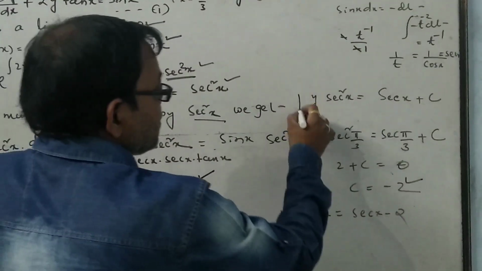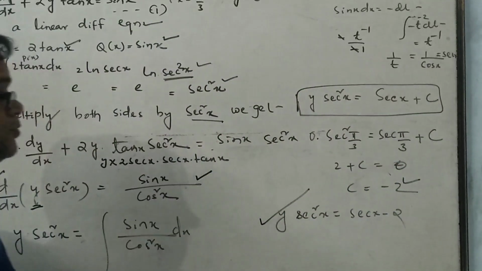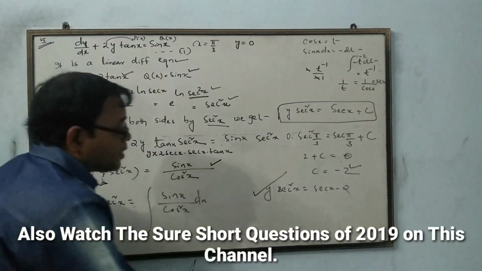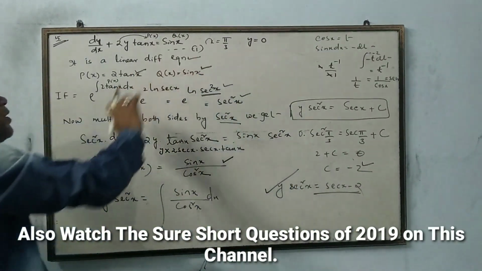Then replace c here and get the equation: y sec² x = sec x − 2, which is the solution of this differential equation on the boundary condition.